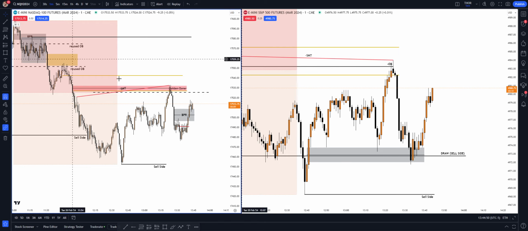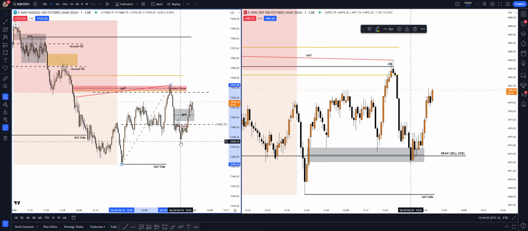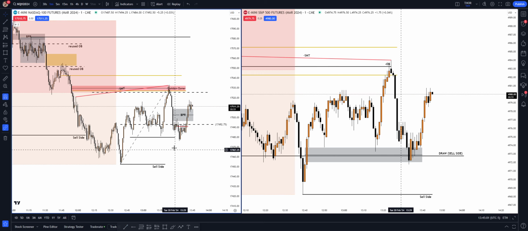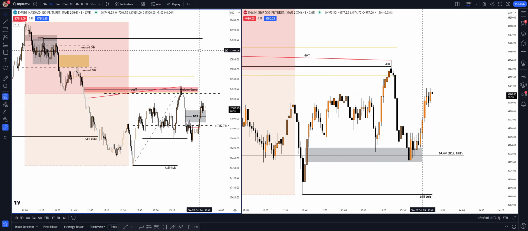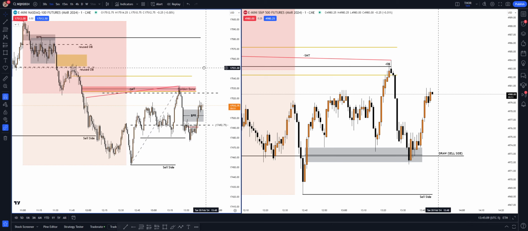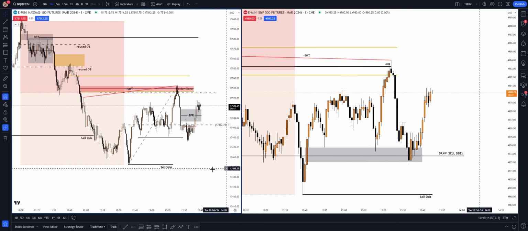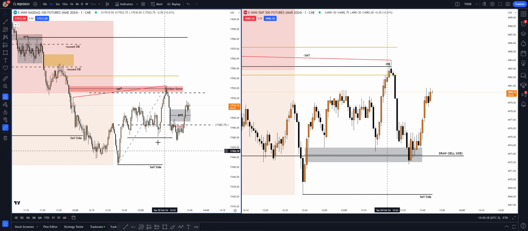This kind of looks like a pullback to me, like from this low to this high. This whole move was just a pullback into discount, sweep the lows, and now the market sentiment has changed. It is drawn into this buy side original consolidation on the 1 minute. But again, we don't have bullish SMT with ES or a much more meaningful SMT with YM.